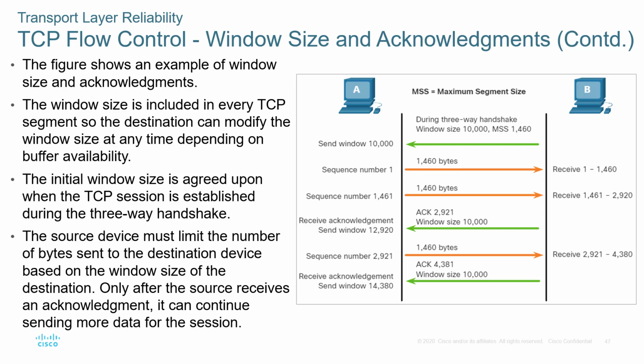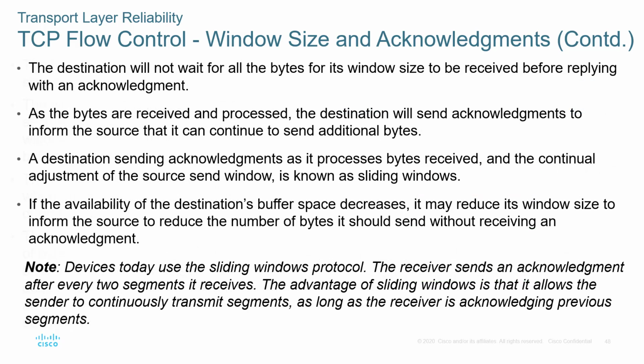The window size essentially allows you to set how much data can be sent and received at one point. So the destination will not wait for all the bytes of the window size to be received before replying with the acknowledgement. That's another big thing. Basically, devices today will use a sliding window protocol for the receiver to send an acknowledgement. So after every 2 segments are received, basically allowing the window to be modified. That way we lose less overhead.